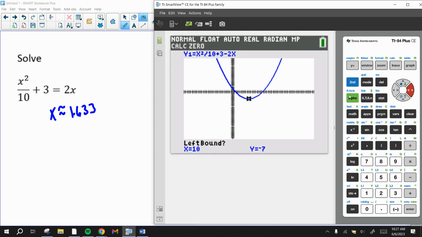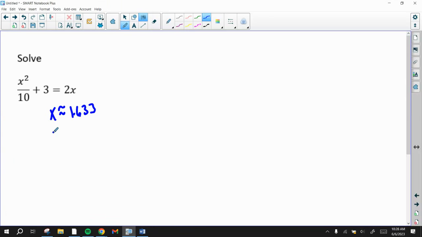I am to the left of it right here, so I can hit enter, and then cursor over to the right of it, enter, and then enter for a guess. I get 18.366. I don't really like doing it with the cursor because I'm a little bit lazy.